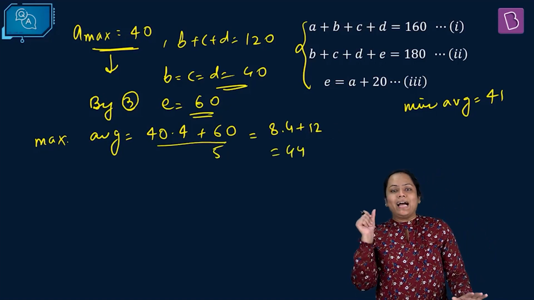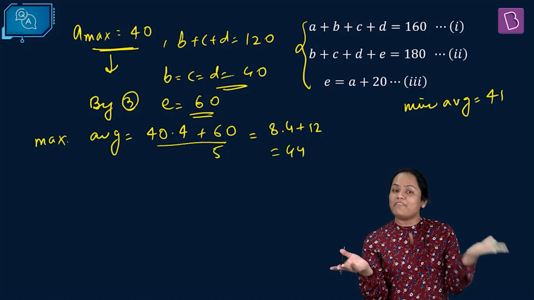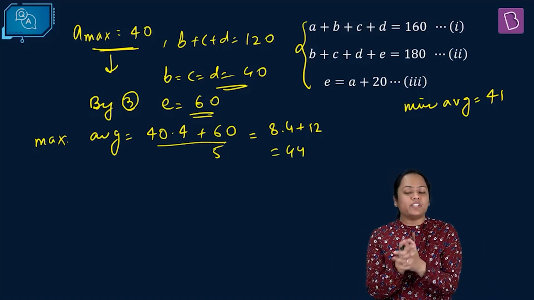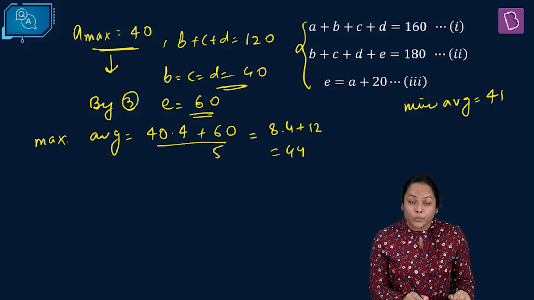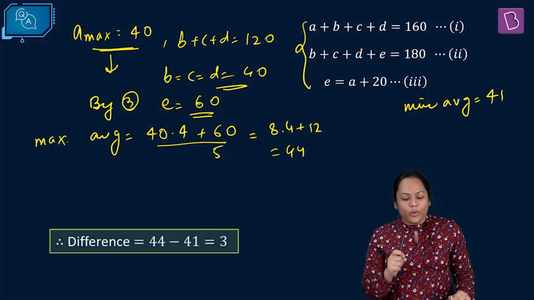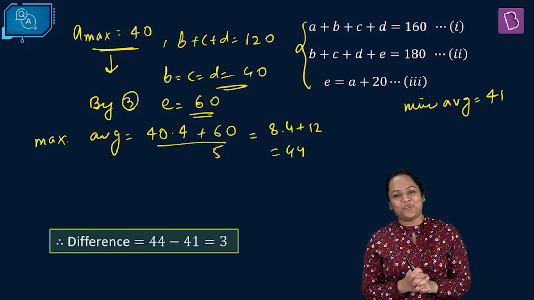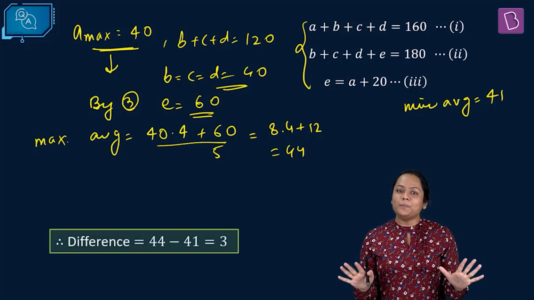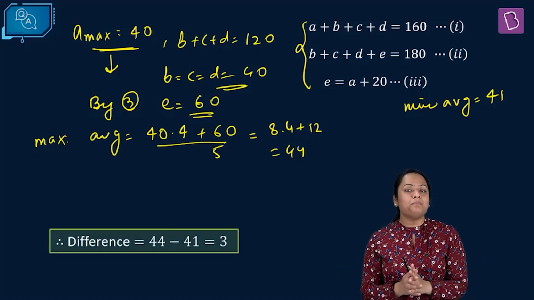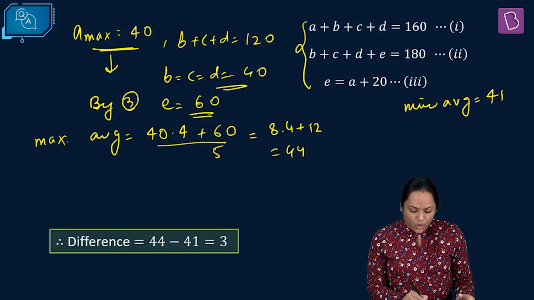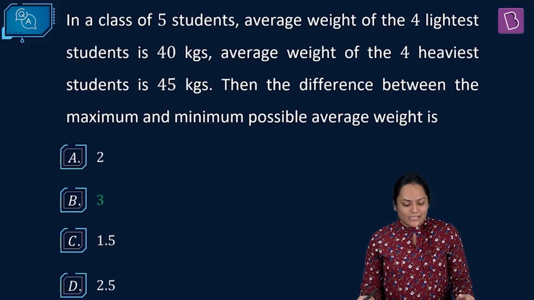So now I have my maximum average, I have my minimum average, and what is the difference between these two? Well, the difference between these two is 3, which will become the final answer for this question. Have you understood the concept which we have used here? Perfect. So the option which will match with our answer will be B.